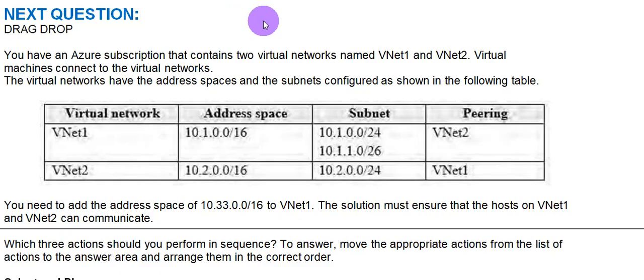Our next question is, you have an Azure subscription that contains two virtual networks named VNet1 and VNet2. Virtual machines connect to the virtual networks. The virtual networks have the address space and the subnets configured as shown in the following table. You need to add the address space of this to VNet1. The solution must ensure that the hosts on VNet1 and VNet2 can communicate.